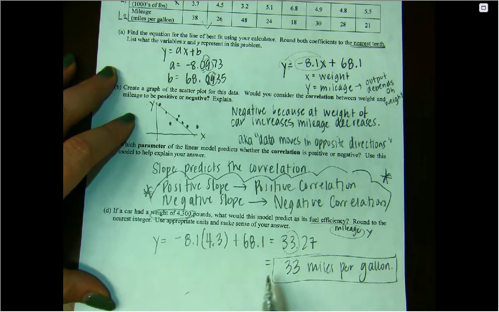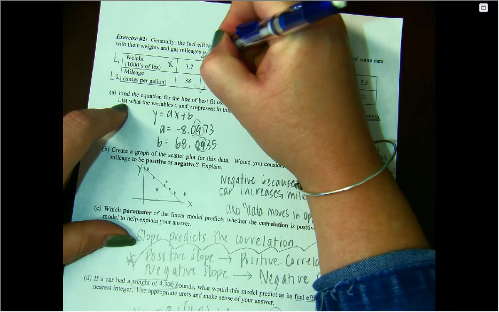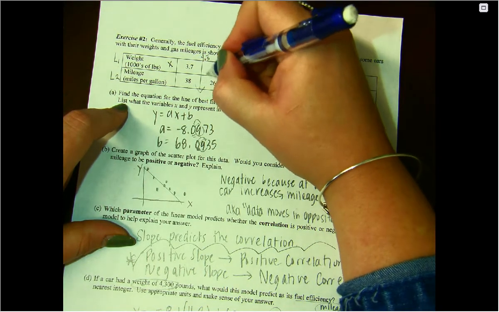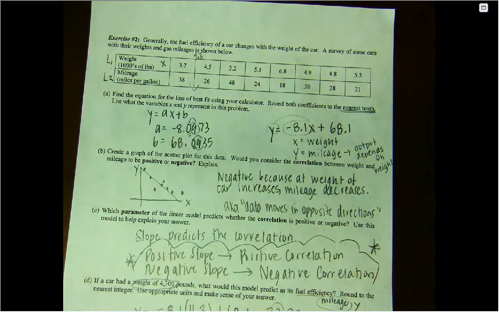Does that make sense? So 4.3 lives between these two right here, and 33 miles to the gallon also lives between these two numbers right here. So yes, it does make sense.